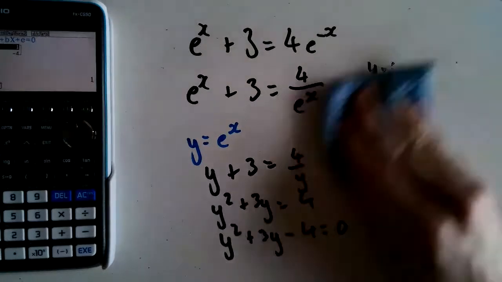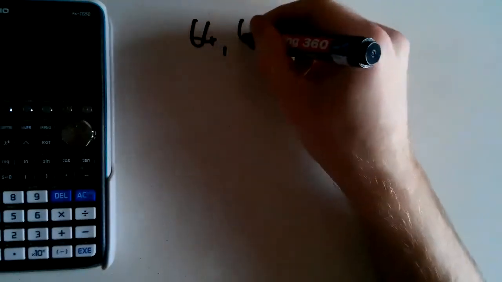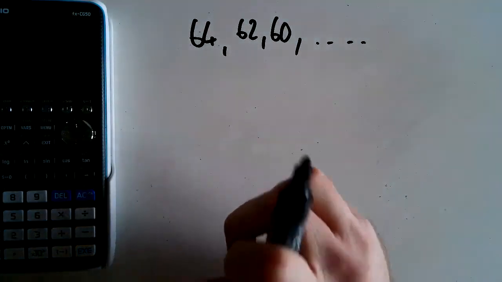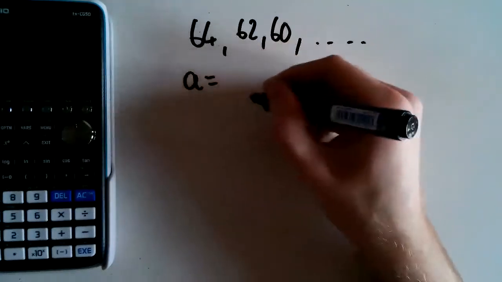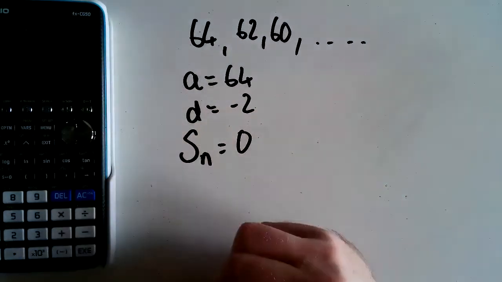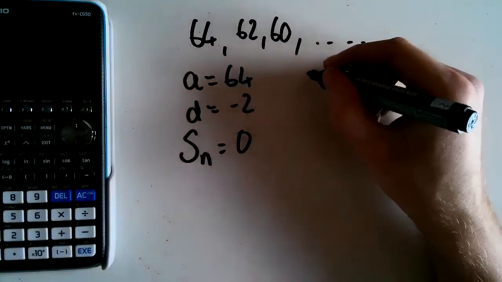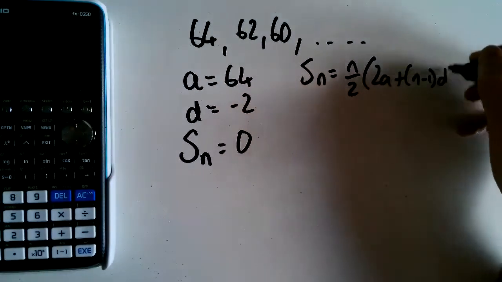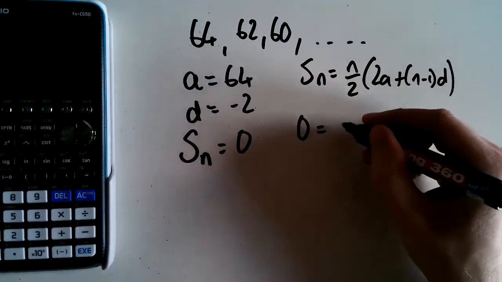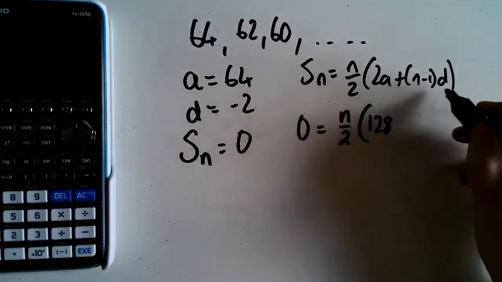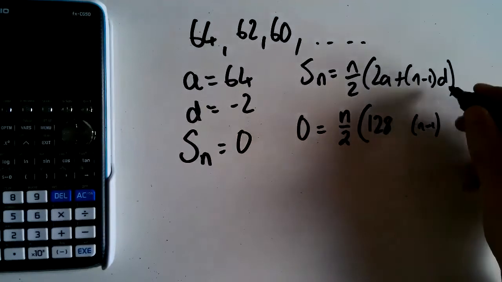Fourth one. So we have an arithmetic sequence starting 64, 62, 60, and so on. And we want how many terms until the sum is 0. So write up: a is 64, d is minus 2, and Sn we want to be 0. Okay, well, we have an Sn formula. So Sn is n over 2, 2a plus n minus 1 d. So put everything into there. So 0 is n over 2, 2 times 64, 128, plus n minus 1 times d, well, d is minus 2.